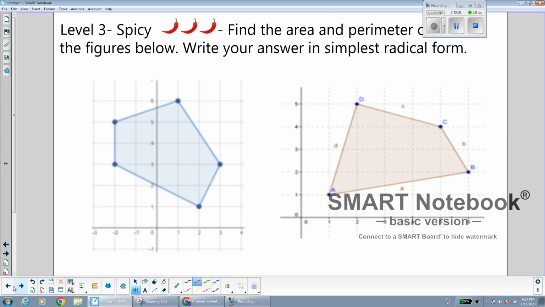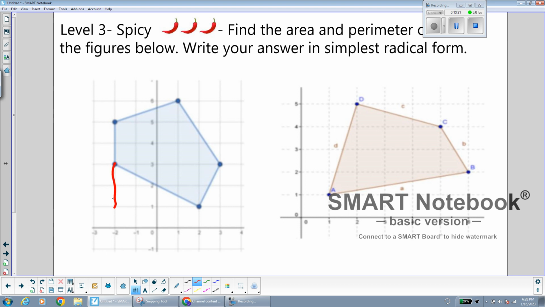Okay, moving along here. So finding the area and perimeter. You might want to pause the video and try to find the area and perimeters on your own. It's a little hard to see the coordinates here, but definitely for the area, you might want to pause the video and try it out.